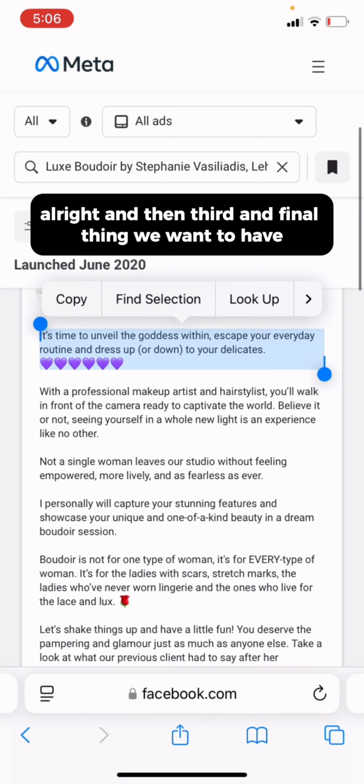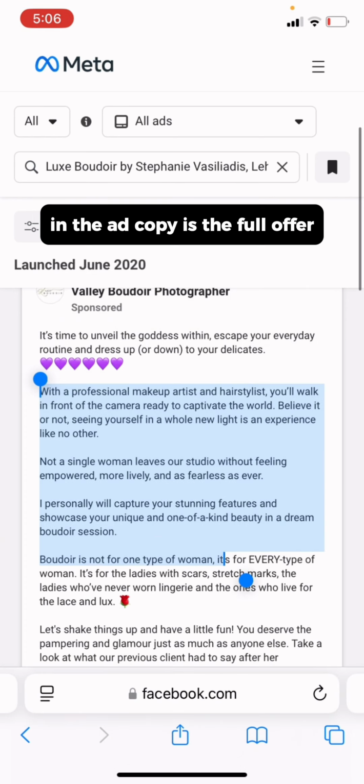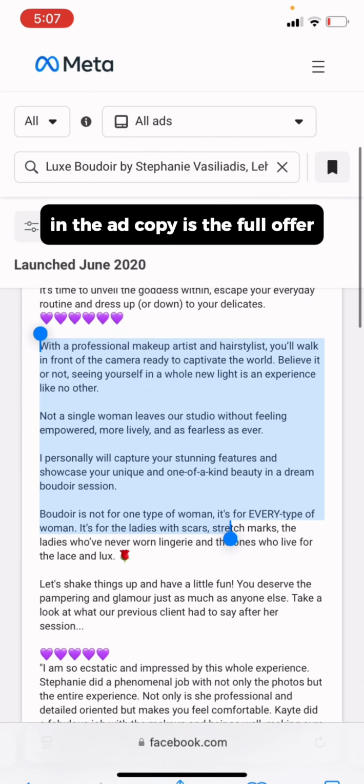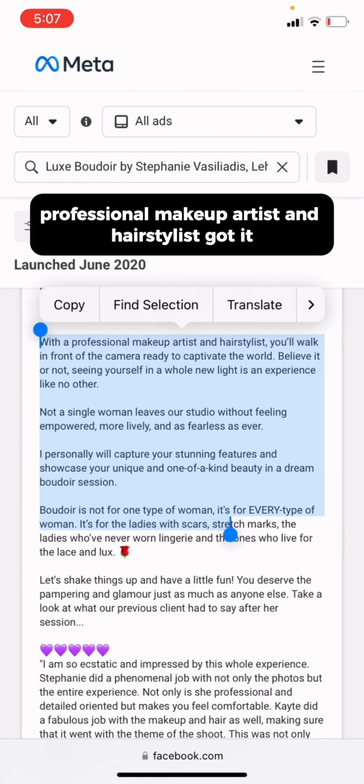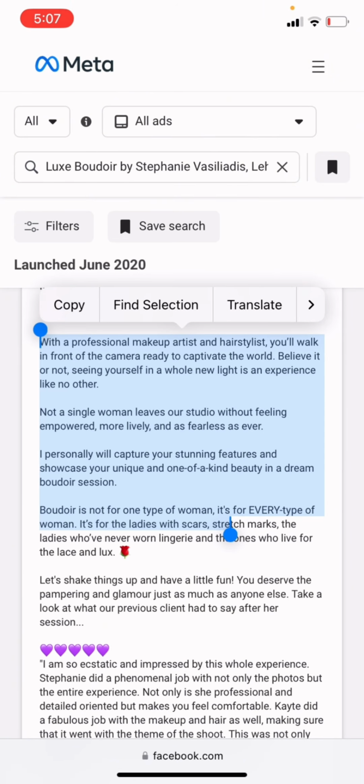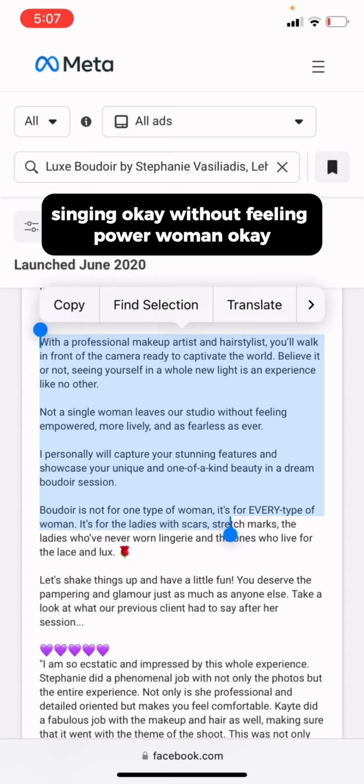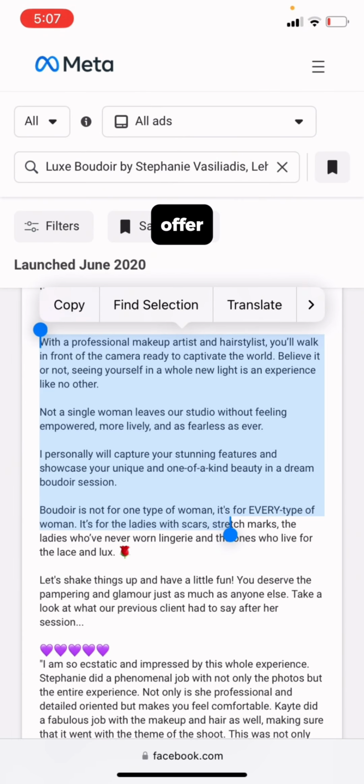All right, and then the third and final thing we want to have in the ad copy is the full offer, which actually looks like, okay, professional makeup artist and hairstylist, got it. Okay, without feeling empowered, okay. Offer.